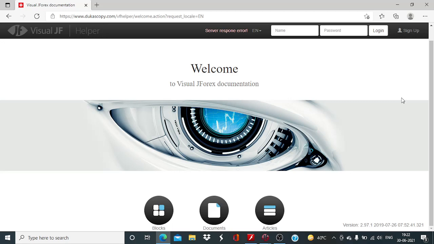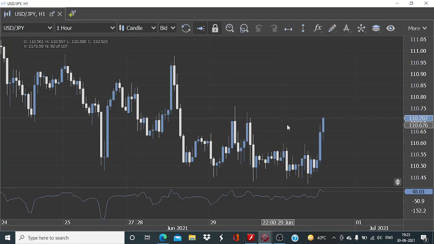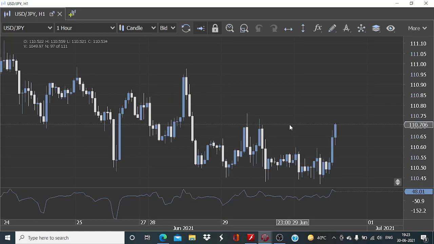In today's session of Visual JForex, we will be continuing our work on the indicator force index. This is the third part, and in today's final session, I will be completing the sell side of the equation. We will see how we can go about the conditions which need to be defined for the execution of the sell trade. So I will first give you a brief refresher on the logic behind the algorithm.